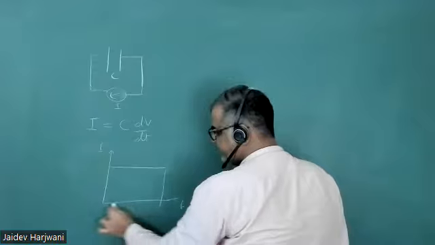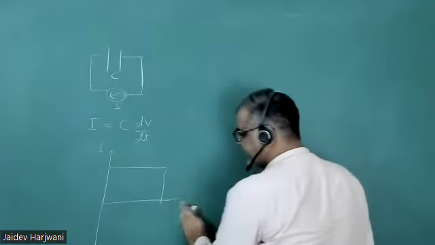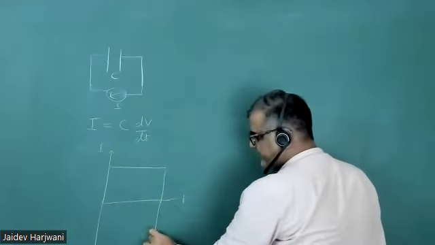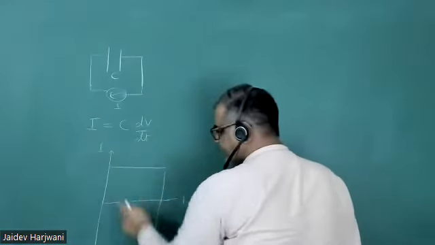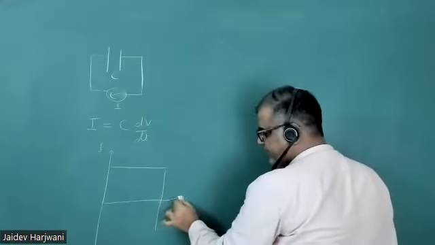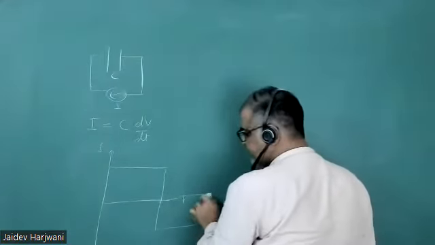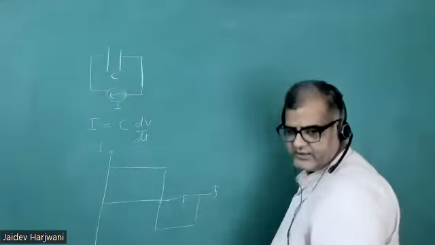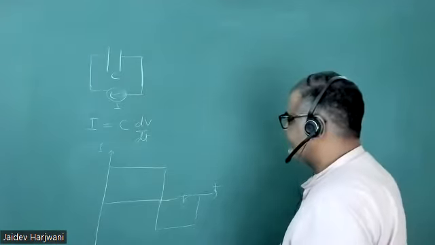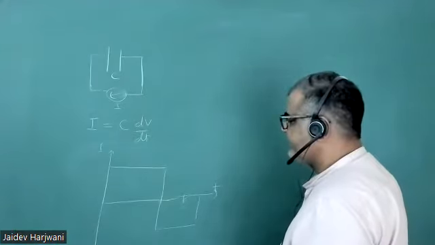And when you reverse the dV by dt, like we have seen yesterday, and the value is the same but negative, then you get the negative current in the I versus t graph. This we have seen yesterday. Yes or no? Is that clear?